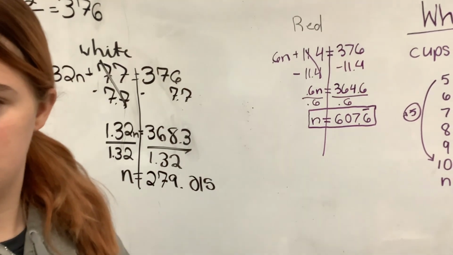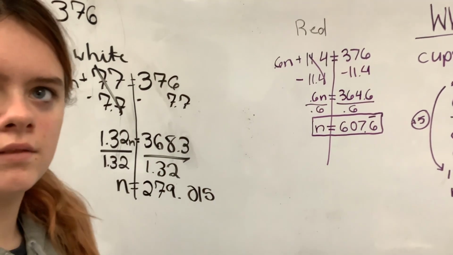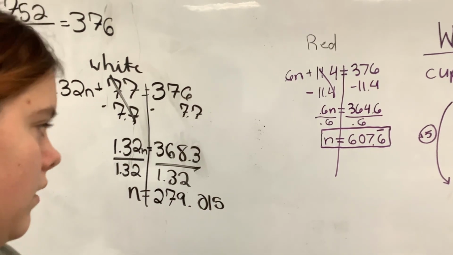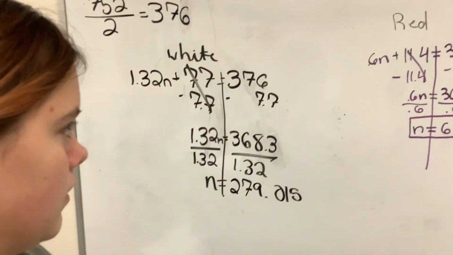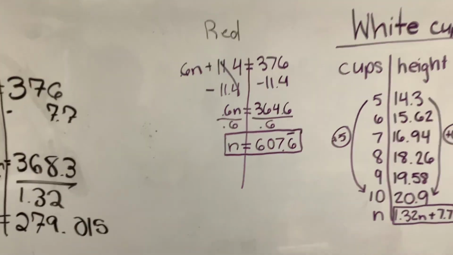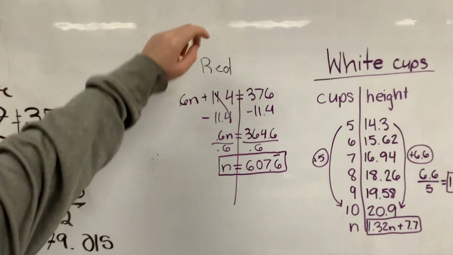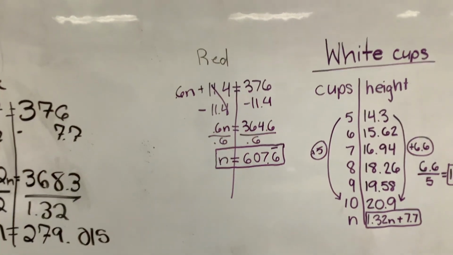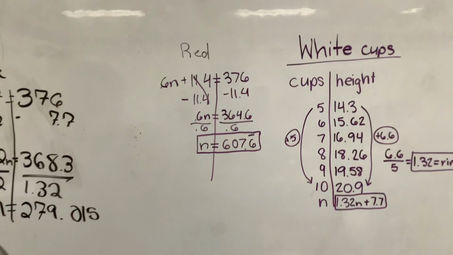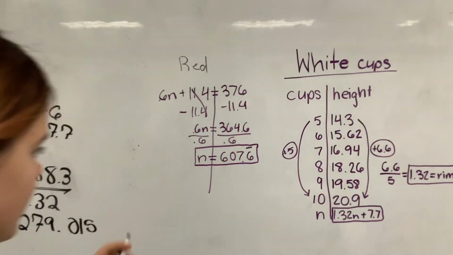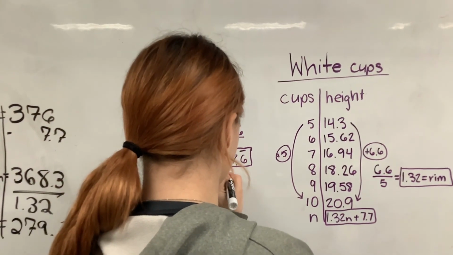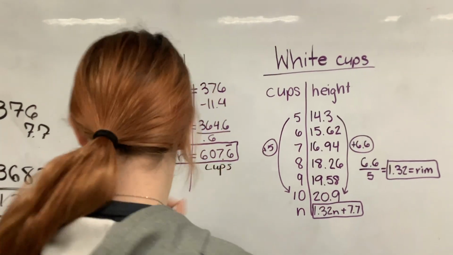So your premise here is you divided the room in half, and you're trying to figure out, first of all, what is 279 and what is 607.6? What is that? The number of cups to the height of 376. Very good explanation. So can you put cups below 607, and then underneath of this 279?